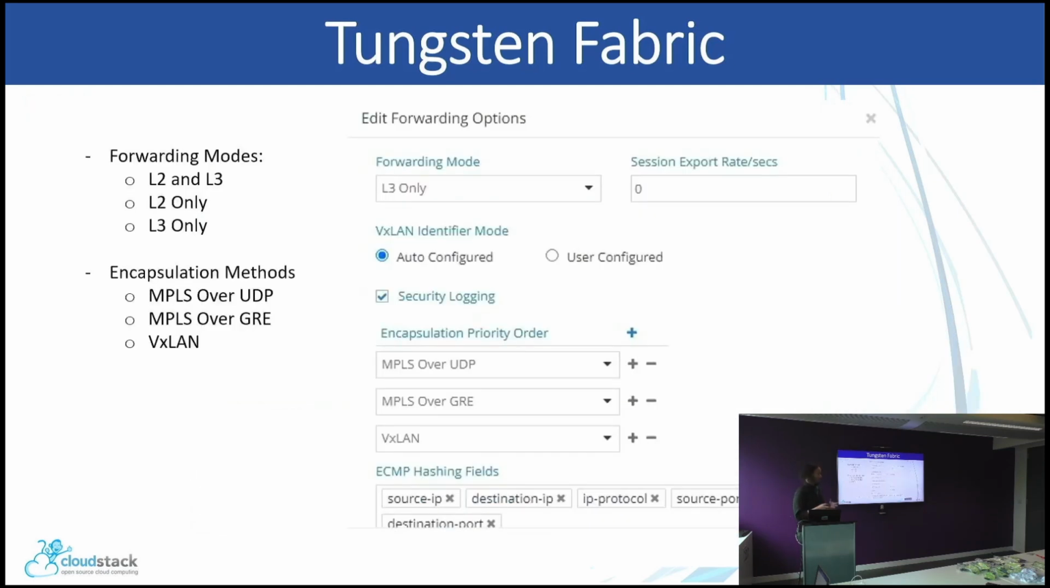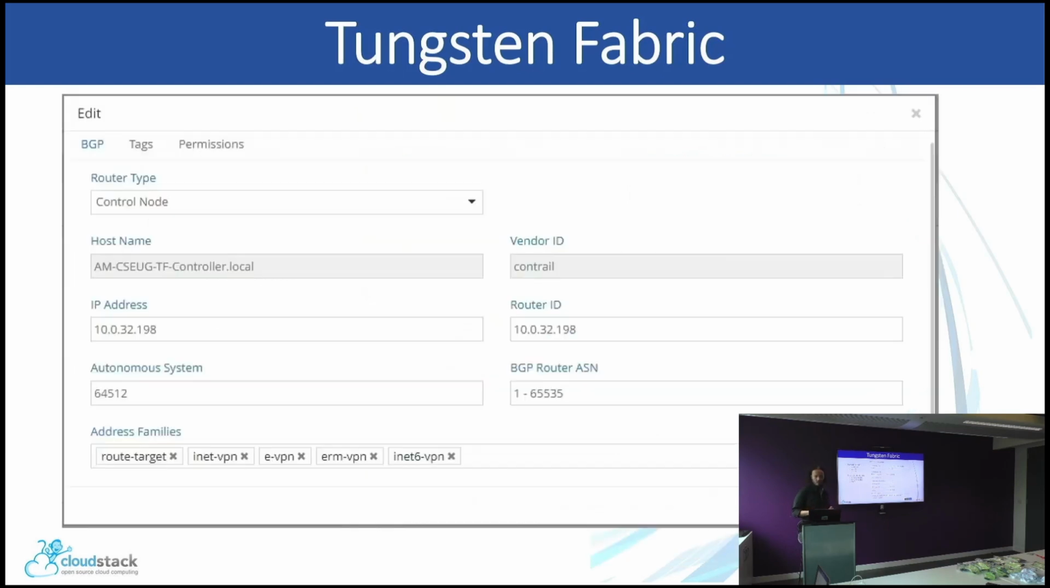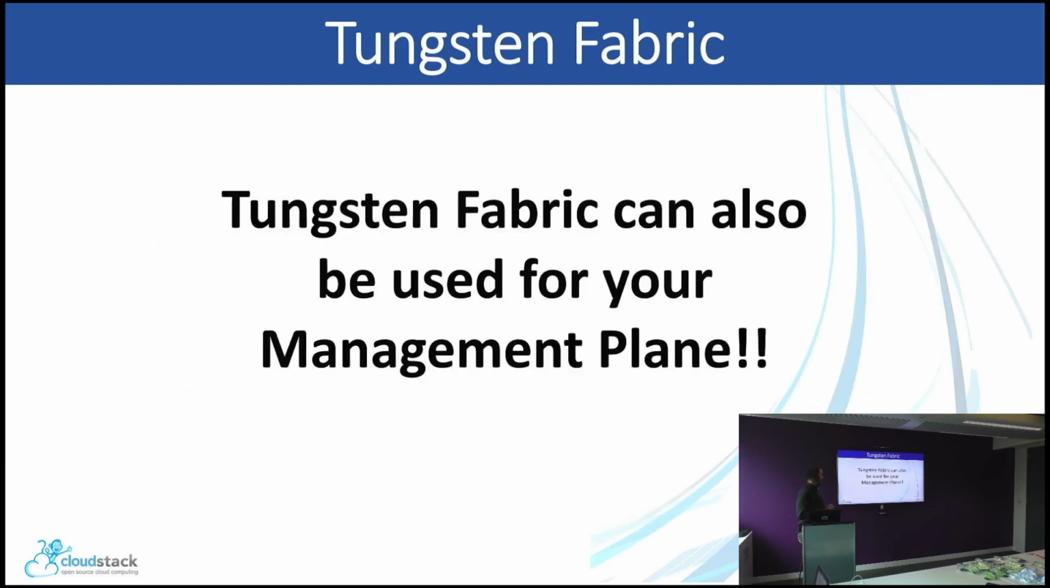How does it do this connectivity? Overlays. So it does layer 2 and layer 3. For layer 2, it uses VXLAN. For layer 3, MPLS over UDP or GRE. It just places a priority order, and Tungsten will choose what works better. You can set up BGP peering directly from the Tungsten controller. And before anyone asks, you can also use that for your management plane, especially useful for edge sites.